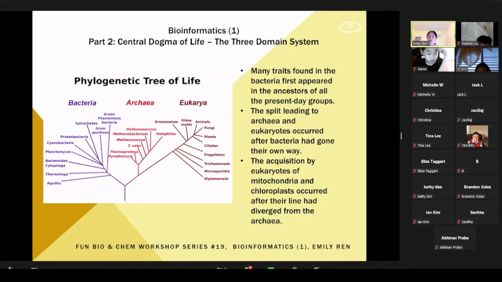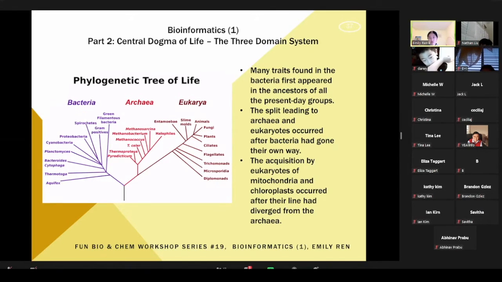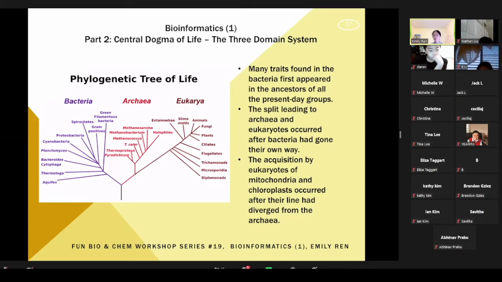And the acquisition of mitochondria and chloroplasts by eukaryotes occurred after their line diverged from archaea. So does anyone know what the process was called when eukaryotes acquired mitochondria and chloroplasts? No answers? Okay. It's called the Endosymbiotic Theory.